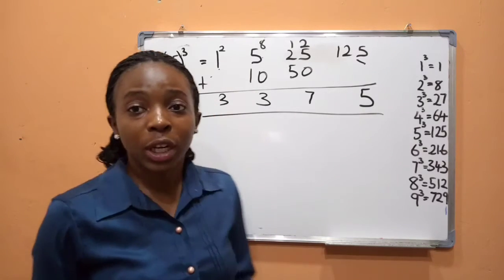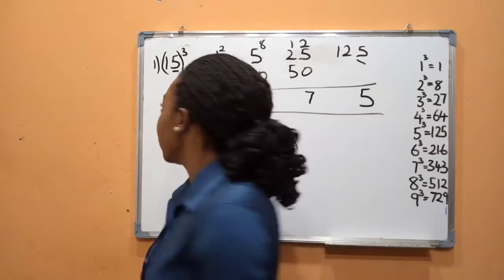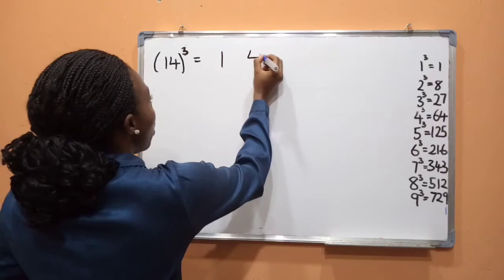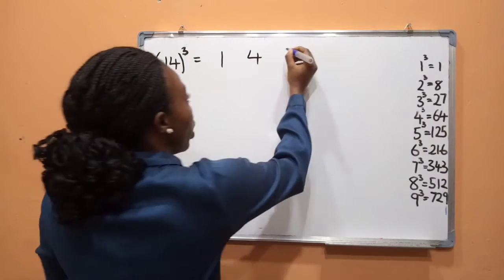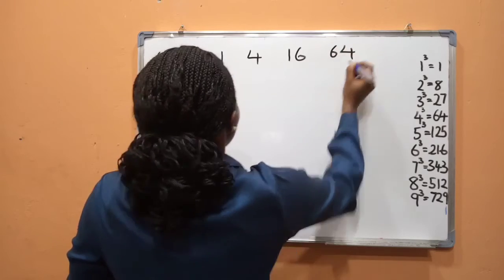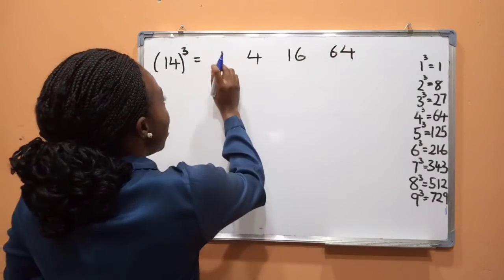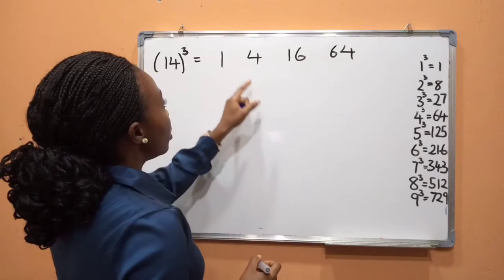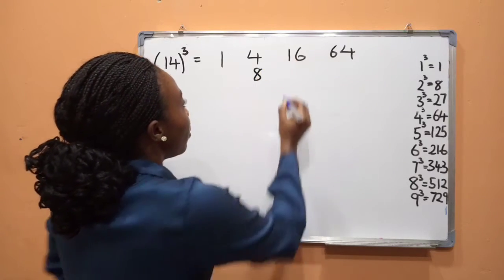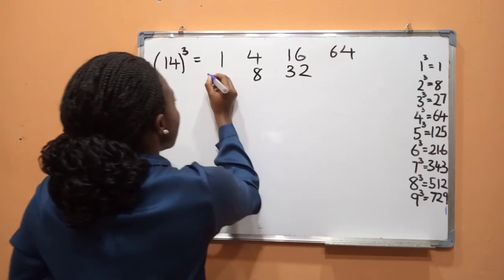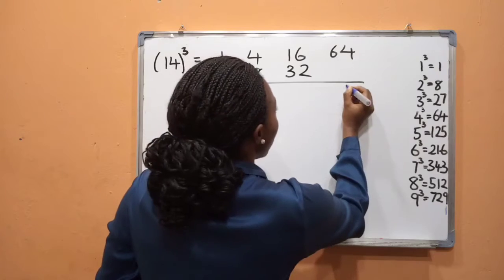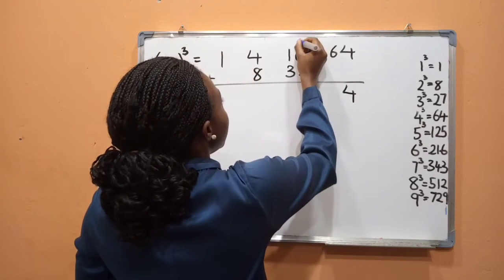So let's take a look at the second example. How about 14 cube? What we simply do, we write 1, 4. What's the square of 4? The square of 4 is 16. What's the cube of 4? The cube of 4 is 64. Now that you've gotten to this stage, ignore the first and last number. Now, 2 times the second number gives us 8. 2 times the third number gives us 32. We now sum it up. So we have 64 plus 0 gives us 64. Write 4 and carry 6.